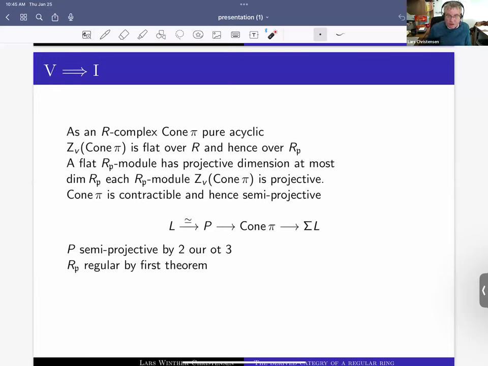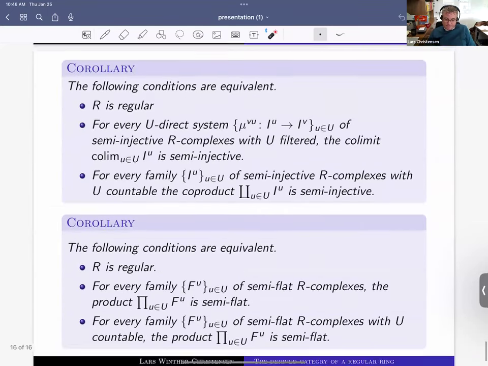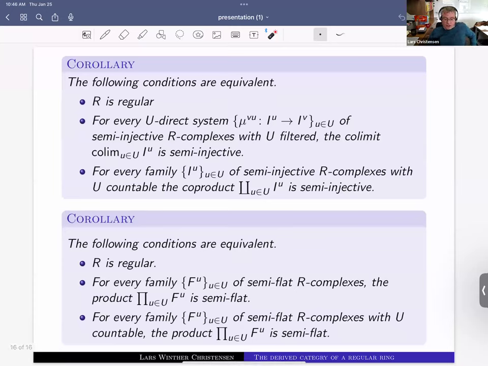So finally, let me talk about a couple of corollaries to these theorems. Here's the first one. As you may recall, one can characterize noetherian rings by the fact that co-products of injective modules are again injective. I mean, normally a product of injectives is injective, but being noetherian is the same as co-products, or for that matter, filtered co-limits of injective modules being injective.